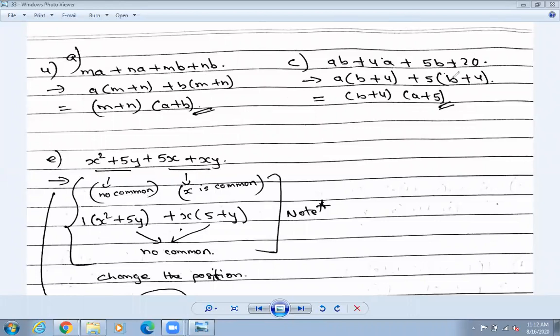So 5 is common, so b plus 4. Again, you can see the common term: b plus 4 is common. So what is remaining? A plus 5. Okay, let me go a little bit quickly.